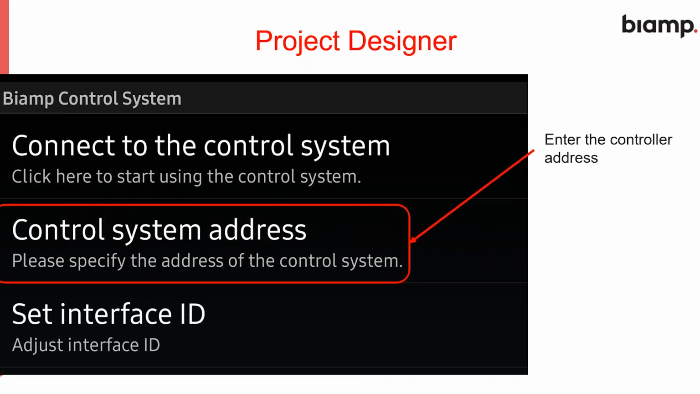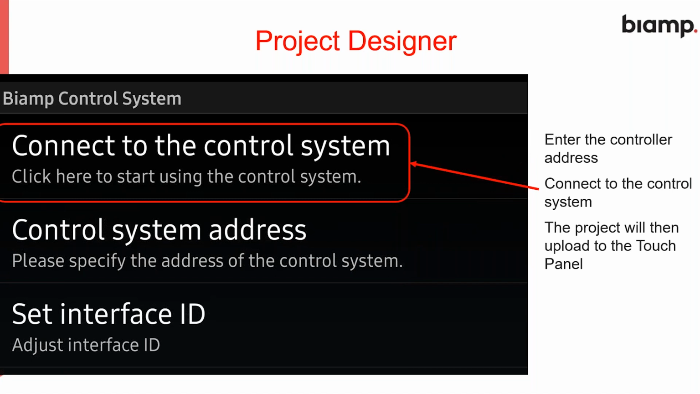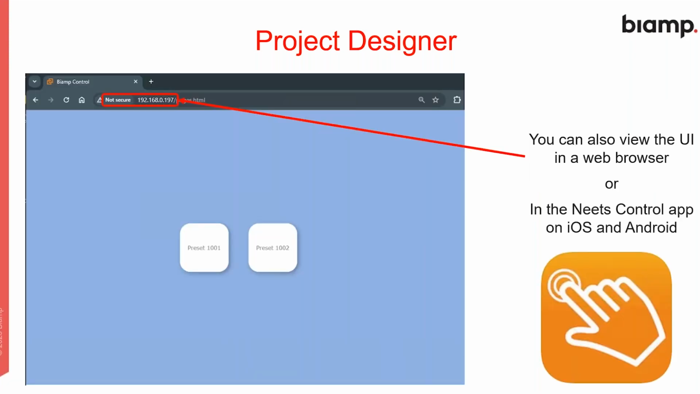Once I've done that, obviously that's on a slightly different screen. You set the IP address, then when you come back here you press connect to control system. Now you're instructing the touch panel to initiate a connection to the controller. At that point, it checks that the controller is there and valid. And if so, it downloads the user interface into the touch panel and displays it. So at that point, you are up and running on your touch panel and you see the user interface that you designed.